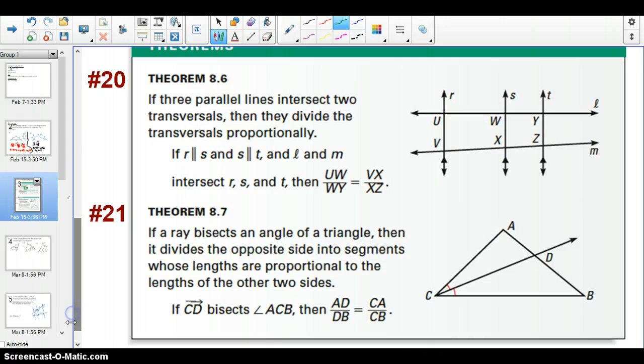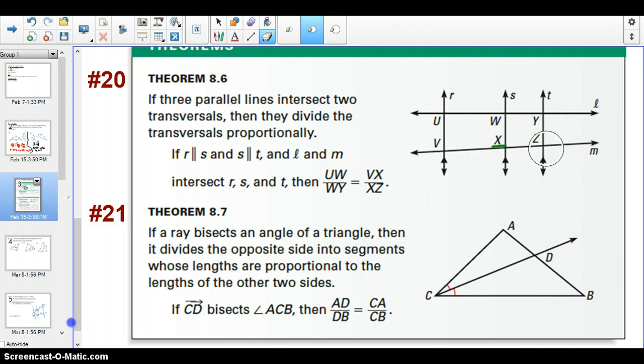All right, here's another one. And you can stop the video and write these down in your vocab if you want. It says if there are three parallel lines that intersect two transversals, then they divide the transversals proportionally. So if R is parallel to S and S is parallel to T, then you can know that there's all these kinds of proportions, that UW is proportional to WY, and then that ratio is equal to VX divided by XZ. All kinds of proportions when you have these parallel lines.